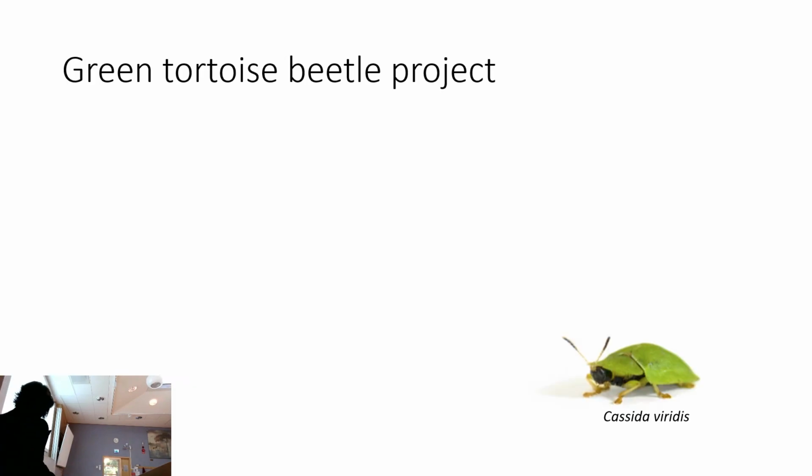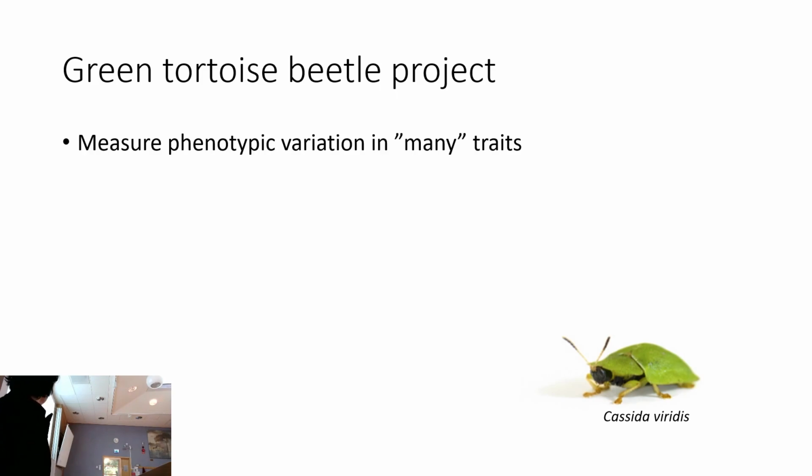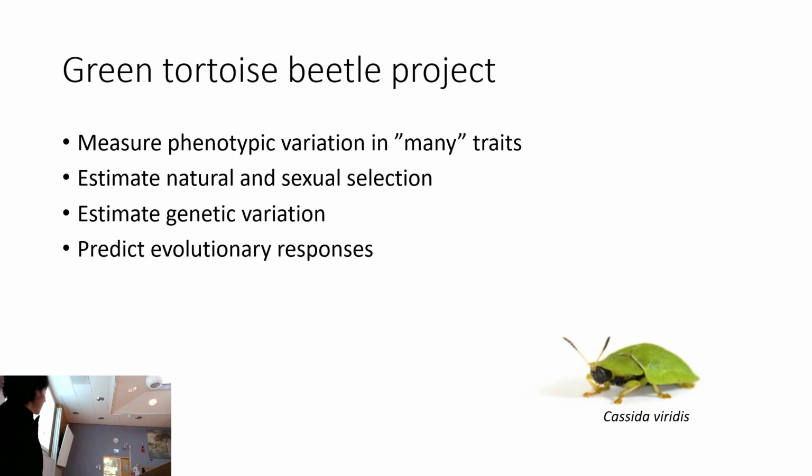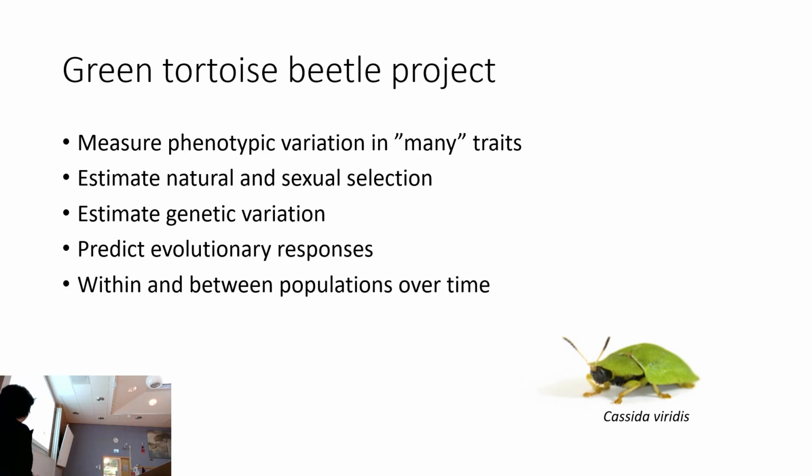So, in our project, we want to measure phenotypic variation in many traits. The reason for measuring many traits is because traits are correlated, and these correlations can affect how fast evolution proceeds. So it can either facilitate or constrain evolution. We want to estimate natural and sexual selection. We want to estimate genetic variation, and then we want to predict the evolutionary responses. We want to do this within and between populations over time.